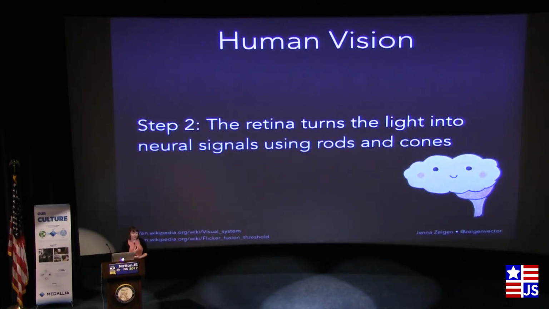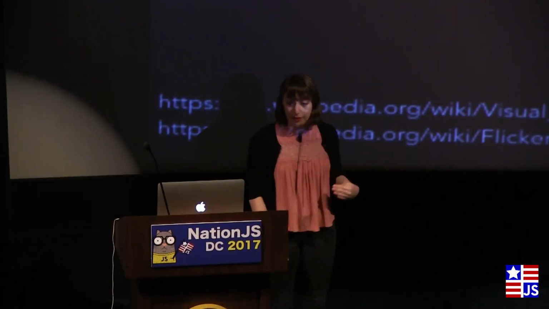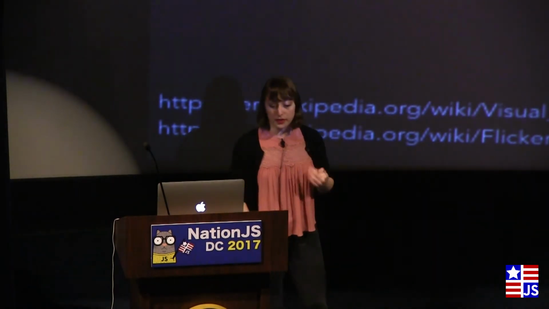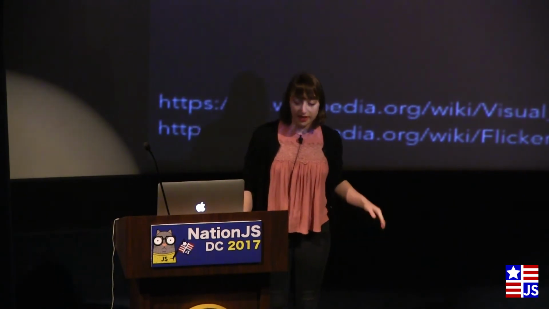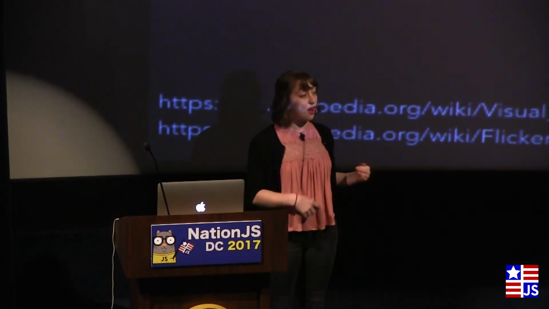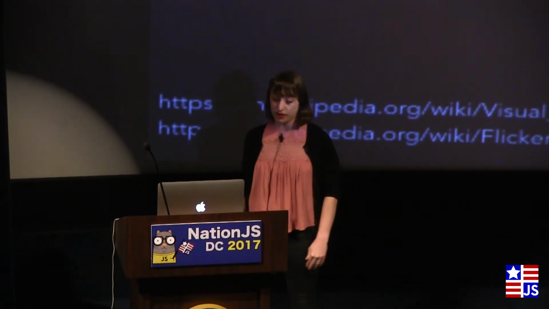Then the photoreceptors in the retina are going to transduce the electromagnetic energy into neural signals using cells called rods and cones. Rods are primarily found in the periphery of your retina and are used to see at low levels of light, and they have a relatively slow temporal resolution, so flickers above 15 hertz aren't detectable by them, or they have what's called a flicker fusion threshold of 15 hertz.